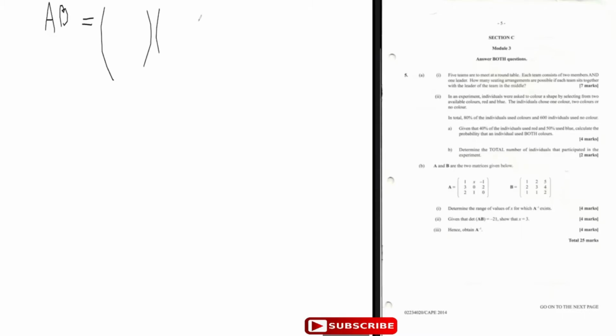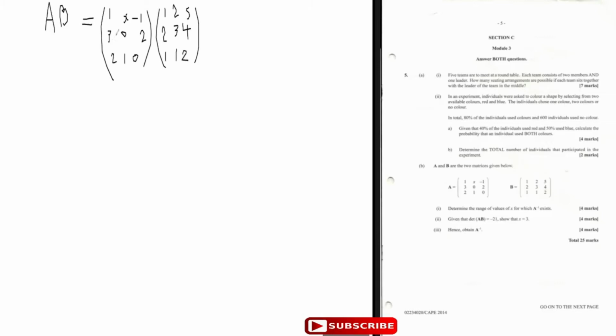I know it sounds very long to work out the product of A times B. That's 1, x, minus 1; 3, 0, 2; 2, 1, 0, and it's being multiplied by 1, 2; 5, 2; 3, and 4. And this is 1, 1, 2.